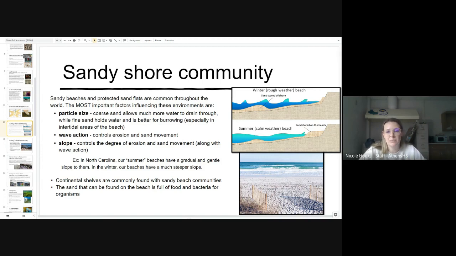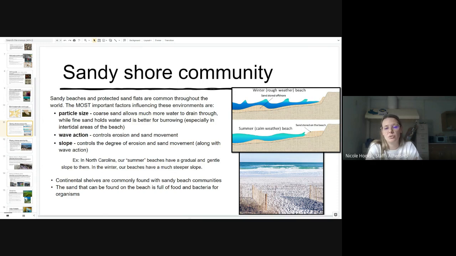So particle size, meaning the particle of the sand, whether it's super coarse or very fine, will change the type of animals that can live there and survive in that area. If it's very fine, then it's harder for animals to live burrowing in the sand and things like that. It's harder for water to drain through and it holds more water. So different types of animals will live deeper in the water too. So it just depends. It's going to really influence the sandy shore community.